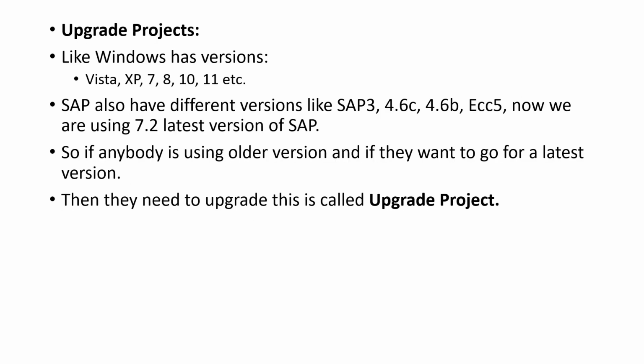Now the next thing is nothing but upgrade. Upgrading is simple, like we do a software upgradation. Like we were using Windows XP, Vista, then 7, 8, 10, 11, we are working the same way. SAP also has different versions coming out every time: SAP 3 or 4.6c, ECC 5, you have 7.2, now we are using 7.2, like this. So every time SAP rolls out a new version, we need to upgrade it, and whatever projects are there will be upgraded and moved to the next version. So this is what is called upgradation.